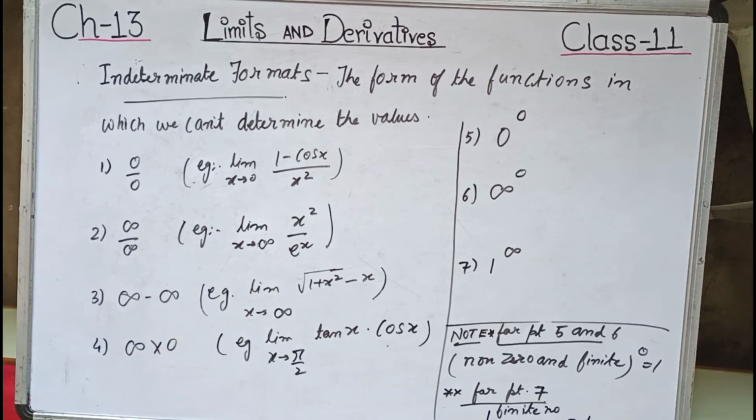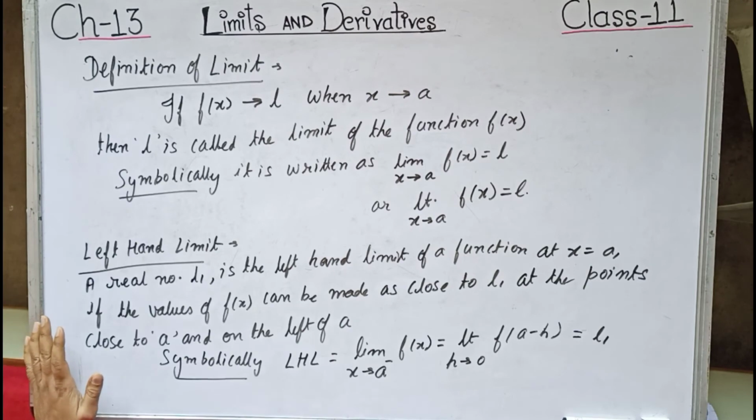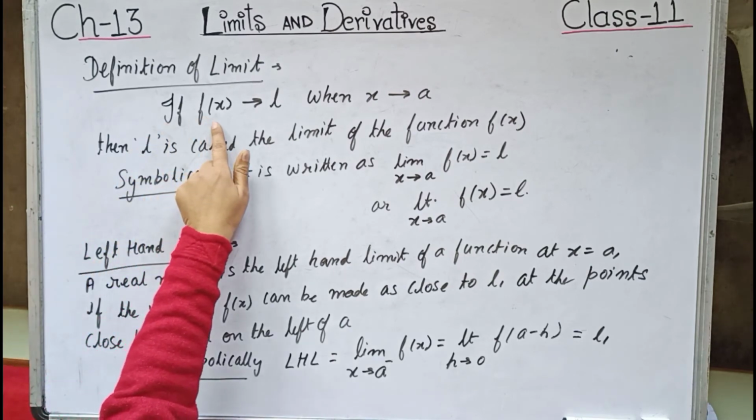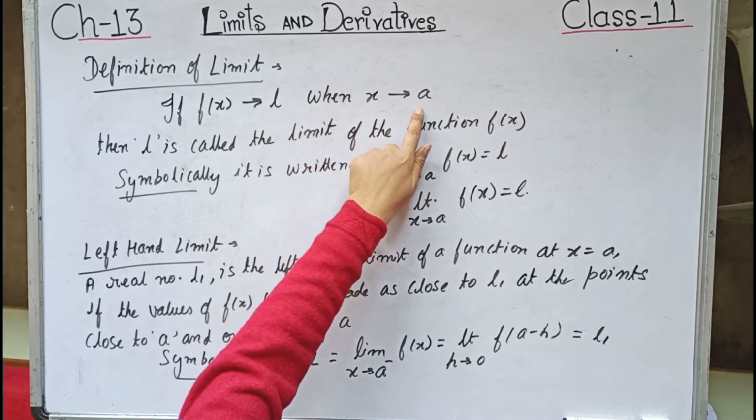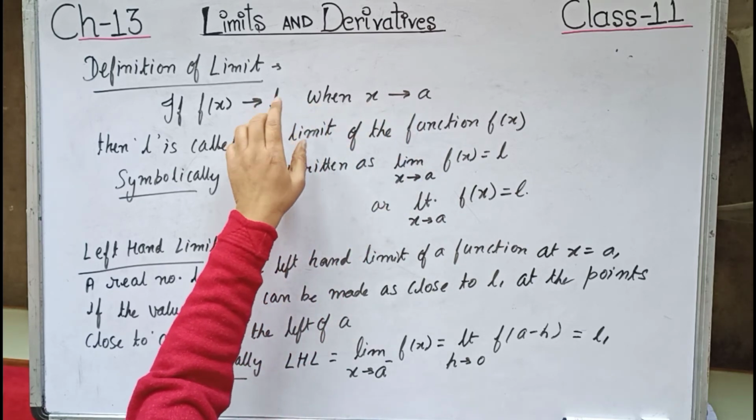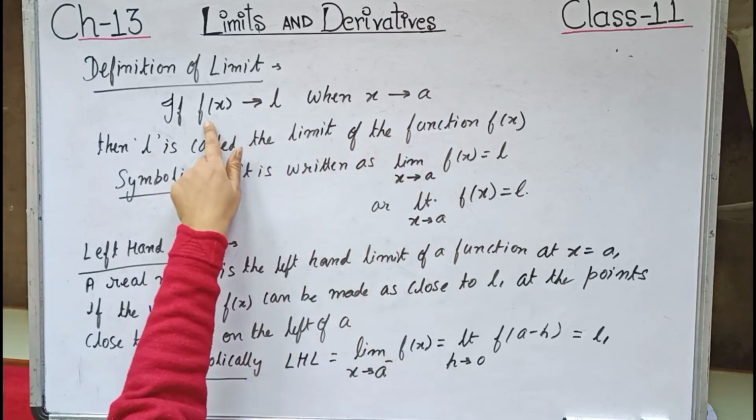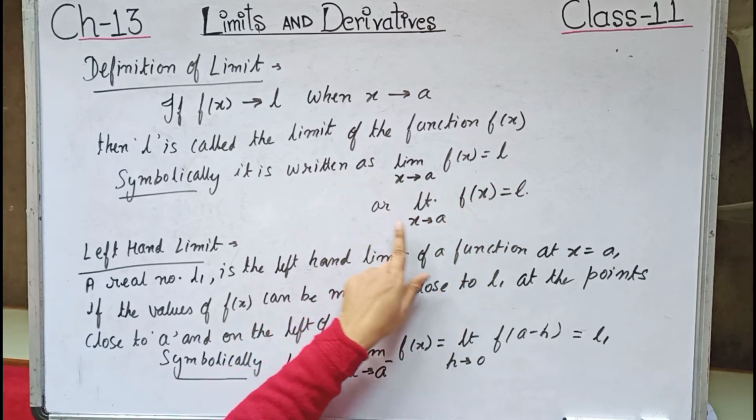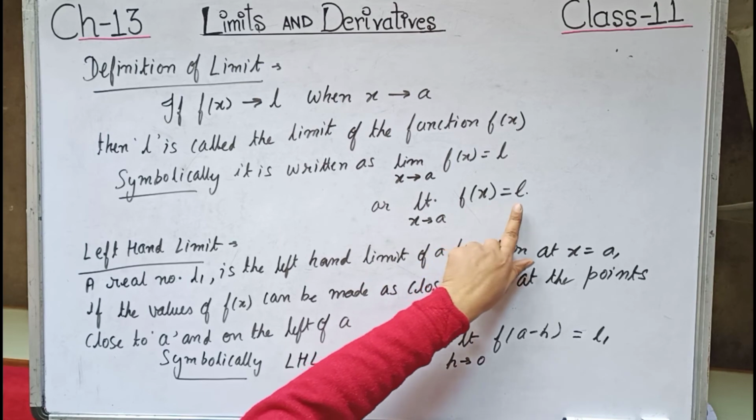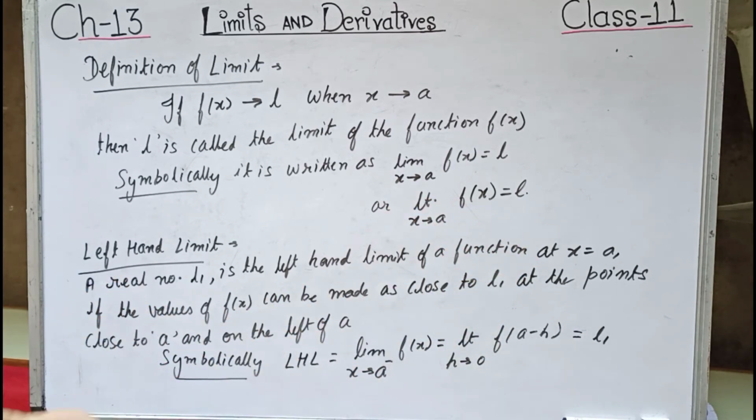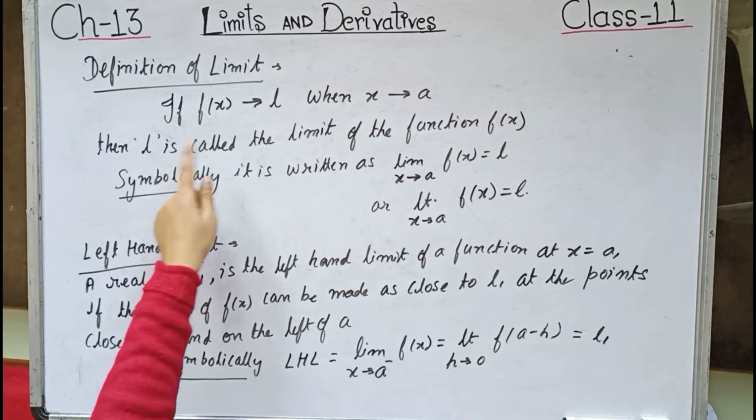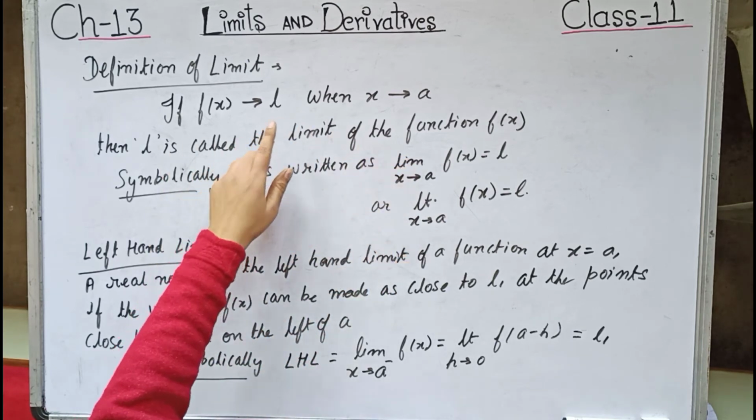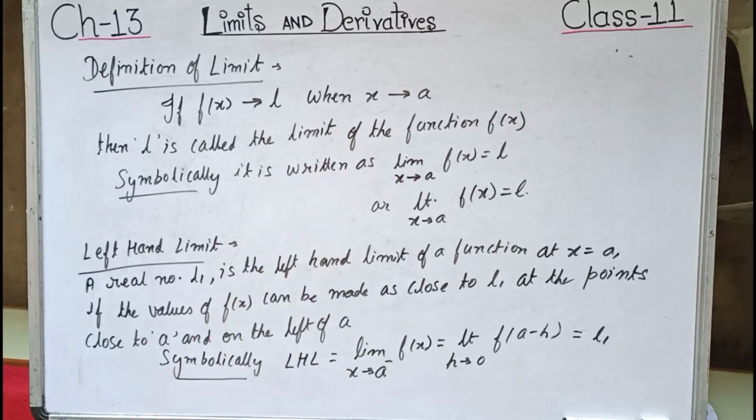Now let us go to the main topic of this chapter, that is the definition of limits. What is left hand limit? What is right hand limit? Proper definition. So let us move to the definition of limit. If a function f(x) tends to L when x tends to a, then this number L is called the limit of the function f(x). Symbolically we write it as limit x tending to a f(x) equals L, or lt x tending to a f(x) equals L. Simply, if f(x) tends to L when x tends to a, then L is called the limit of the function f(x) at x equals a.